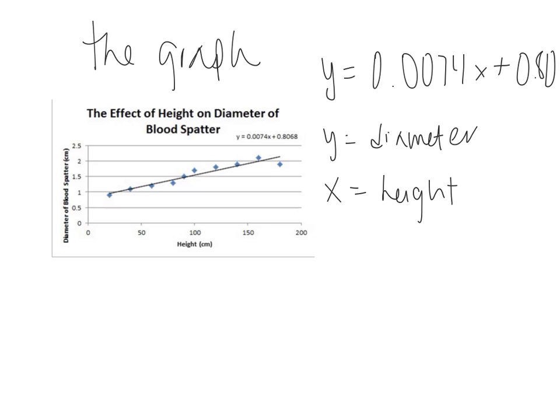Just remember, if you can't remember which one x and y is, look at your graph, because your x is going to be your x-axis, so that's your height. Your y is going to be your y-axis, so that's your diameter of blood spatter. And then you just go through algebra and you solve for one or the other.